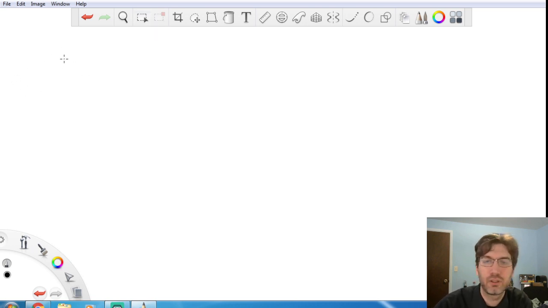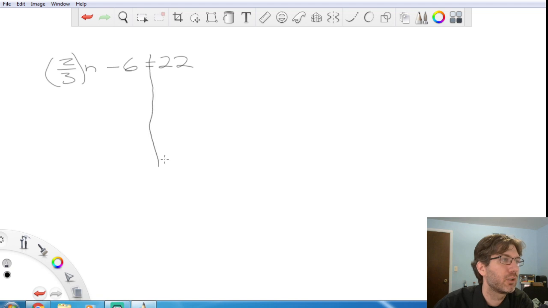The next one in the slideshow is 2/3 times n minus 6 equals 22. In this case, this 2/3 you can put in parentheses if you want. The parentheses are not needed. But we're going to solve this just like we did before.